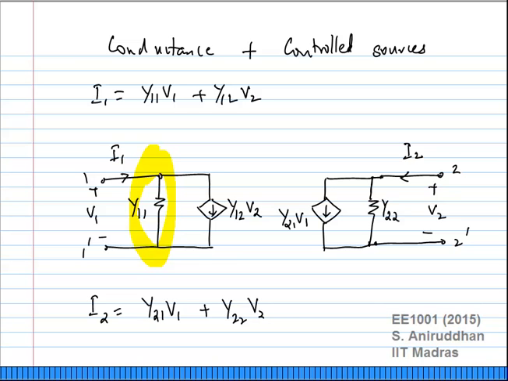But along with that, you know that the current is the sum of Y11 V1 plus Y12 V2. So you need to have a second parallel element. The second parallel element is nothing but a voltage controlled current source of value Y12 V2. The value of the current should be Y12 V2. The controlling variable is V2. Similarly, on the second port, you have Y22 in parallel with Y21 V1.